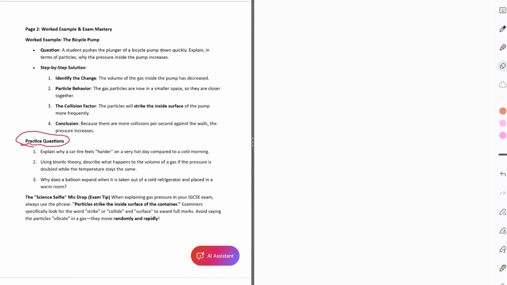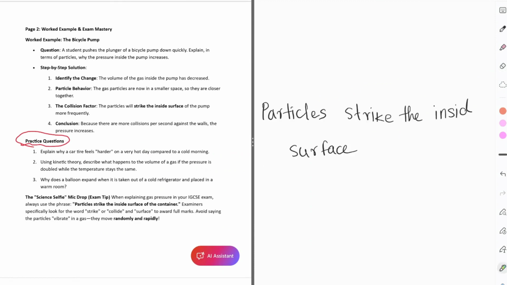And this is the exam tip. When writing your answers, always use the magic phrase, particles strike the inside surface. That's the golden ticket for marks. Examiners hate it when you say they vibrate, because they move randomly and rapidly. They do not vibrate.